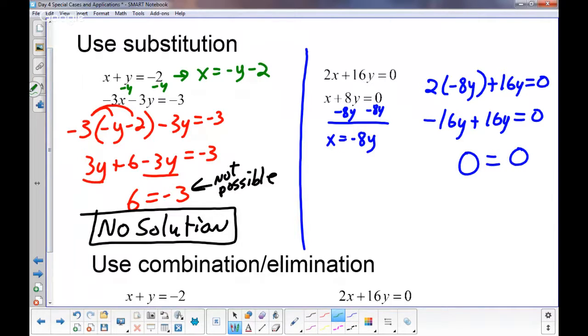Well, again, I do not have any more variables. There's nothing left. There's no x's, there are no y's. But I do have 0 equals 0, which is a true statement.